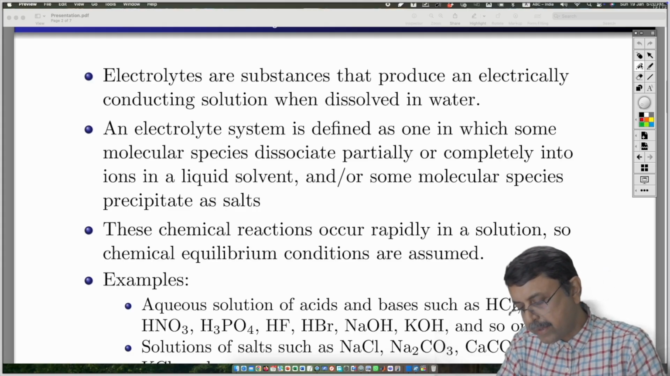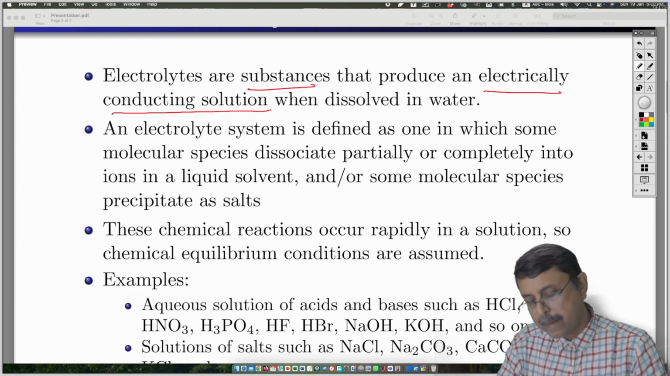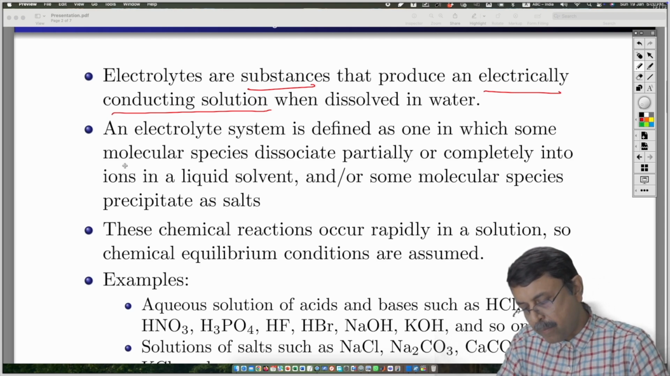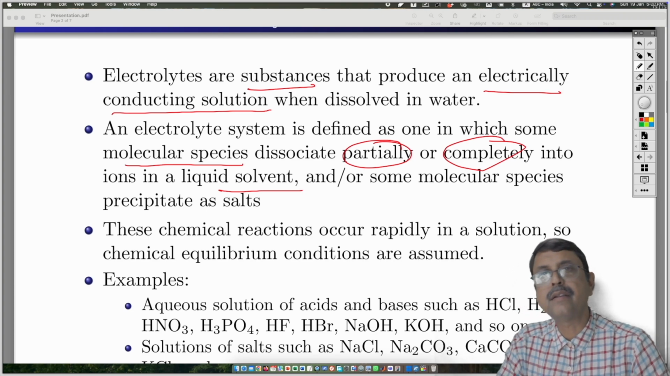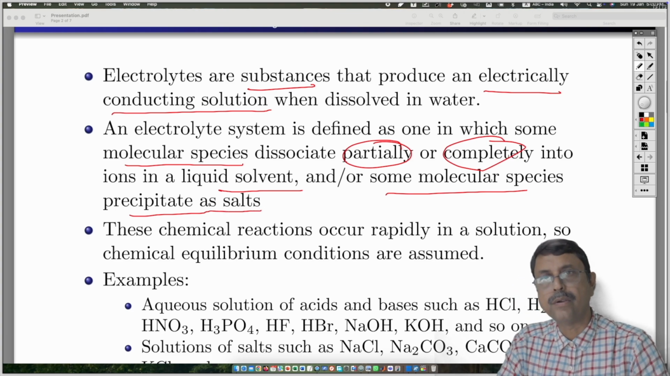Electrolytes are the substances that produce electrically conducting solution when dissolved in water. Basically, they are some molecular species that dissociate partially or completely into ions in a liquid solvent, mostly in water, or some molecular species precipitate as salt.